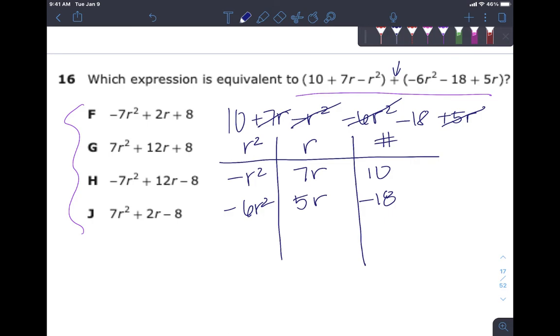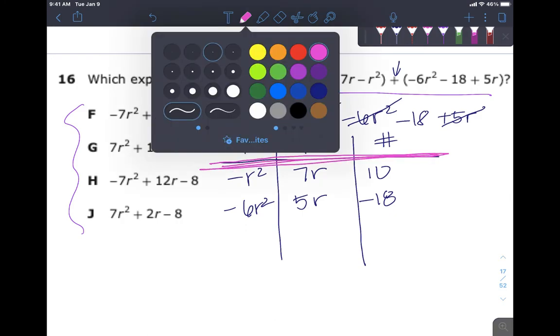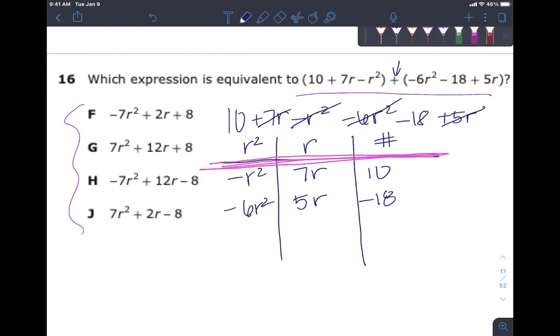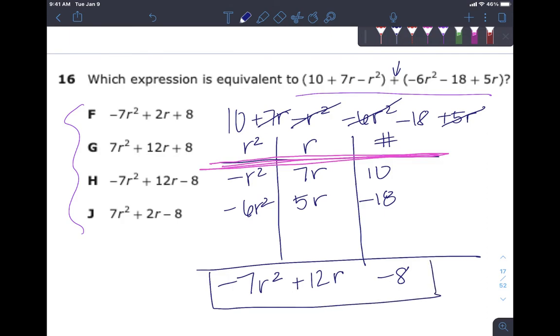Remembering, I am not including anything above this pink line. That was just telling me where to put everything. Okay, so I'm going to go ahead and say negative r squared minus 6r squared, negative 7r squared, plus 12r minus 8. Okay, and it looks like I got an answer.